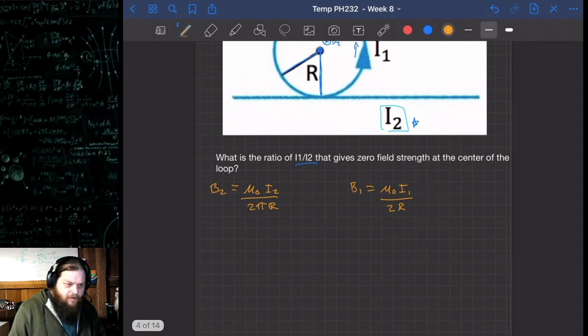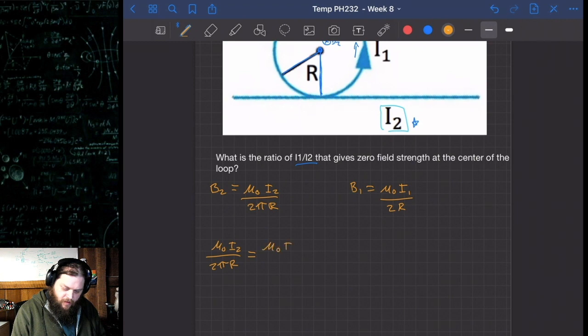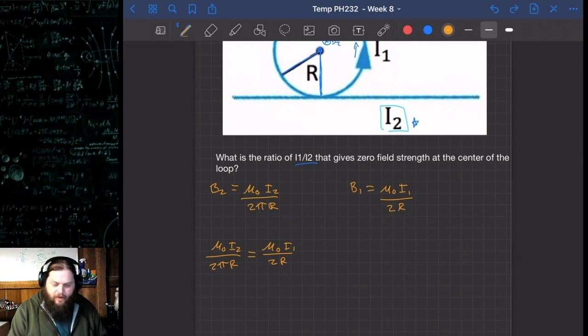So if the magnitudes are equal to each other, we can basically set those two equal. So mu naught I2 over 2 pi r needs to be equal to mu naught I1 over 2r, or just r. It's the same radius basically for both of them.